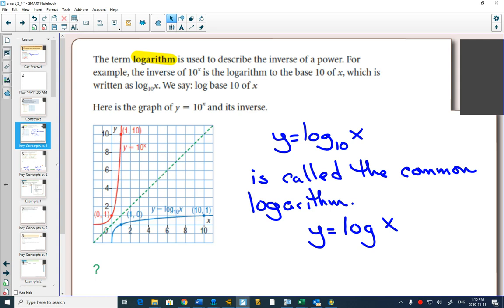Now, the base 10 is considered special. It's called the common logarithm. And they decided with a base of 10, you can write it without the 10. On your calculator, the log button that you have, if it says log, it has a base of 10. Okay? So watch a couple of things on your calculator.